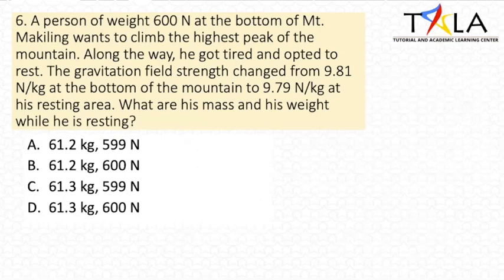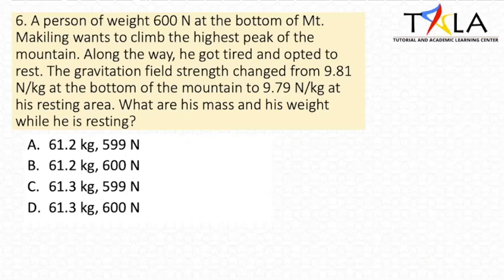So number 6, let's go to this. A person of weight 600 Newton at the bottom of Mount Makiling wants to climb the highest peak of the mountain. Along the way, he got tired and opted to rest. The gravitational field strength changed from 9.81 Newton per kilogram at the bottom of the mountain to 9.79 Newton per kilogram at his resting area.